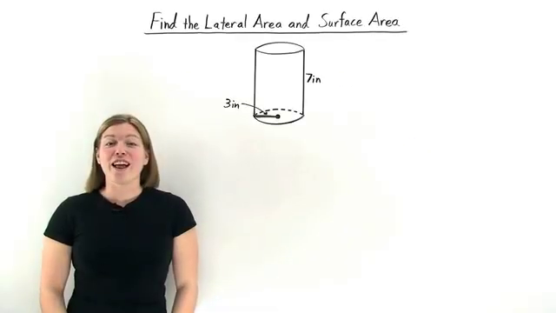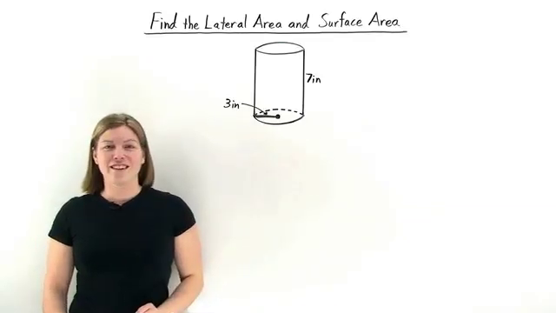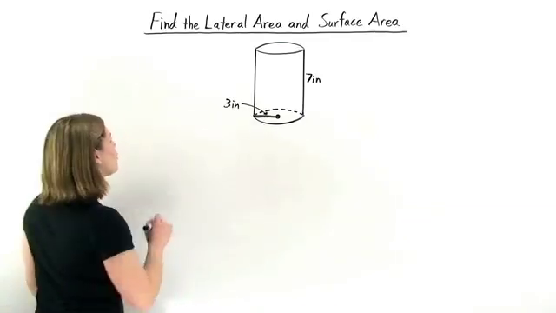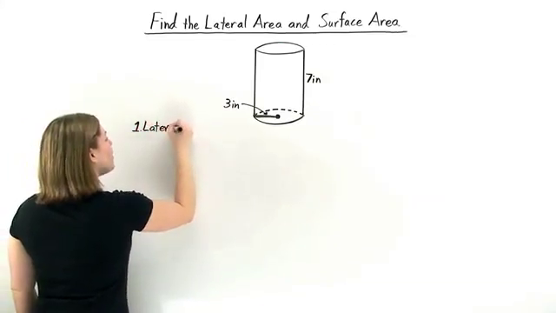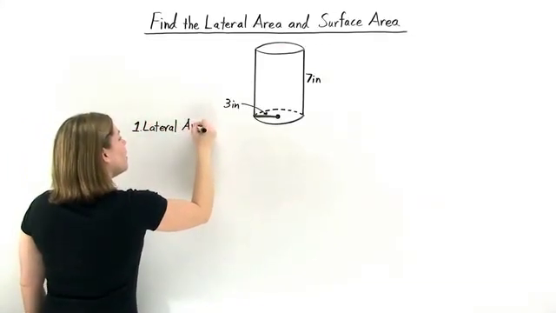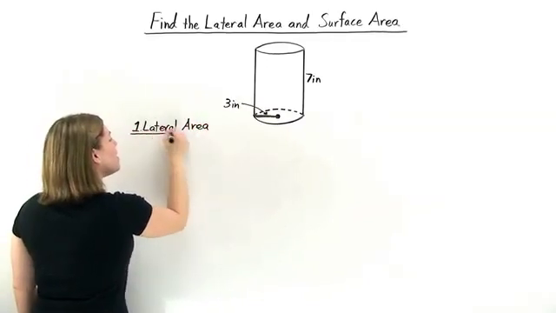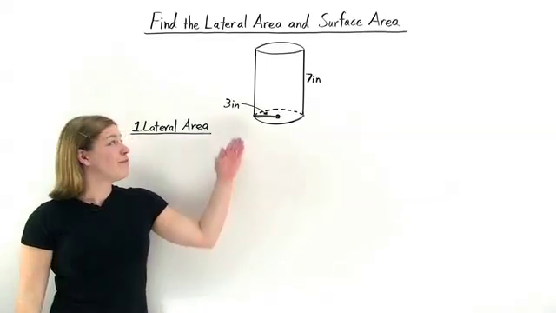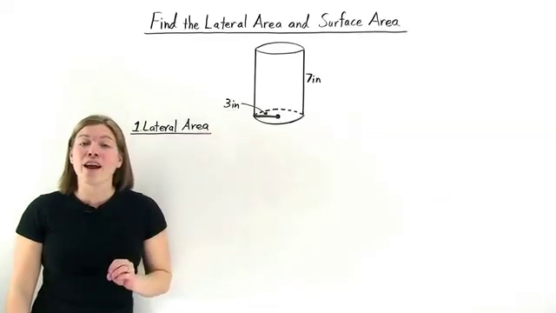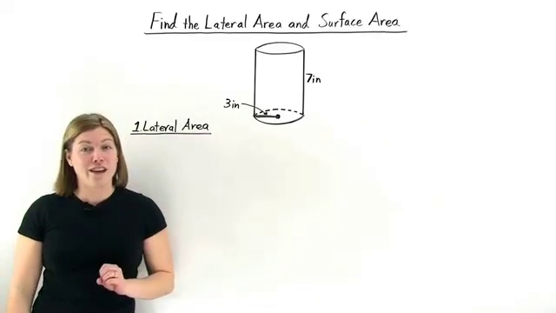Let's find the lateral and surface areas of this cylinder. For this problem, let's start off by finding the lateral area. Then we'll focus on finding the surface area. In general, the lateral area is the area of the lateral faces. When we're working with a cylinder, like we are here, the lateral area is the area of the curved side.